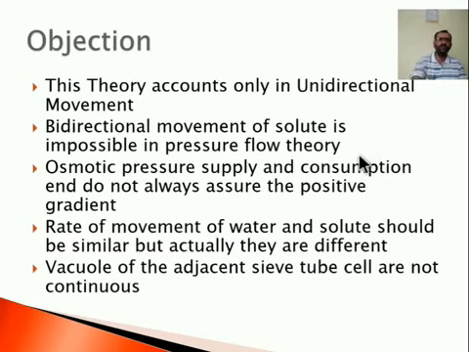There are some objections. The first is that this theory accounts only for unidirectional movement. It is not bidirectional, and bidirectional movement of solute is impossible in the pressure flow theory. Another objection is that the osmotic pressure at the supply and consumption ends does not always have a positive gradient, so there is a problem with translocation.